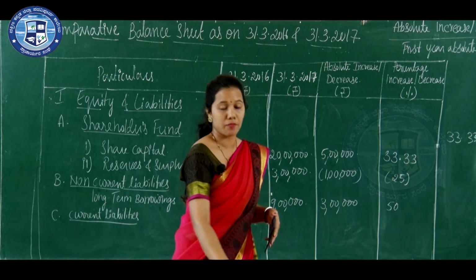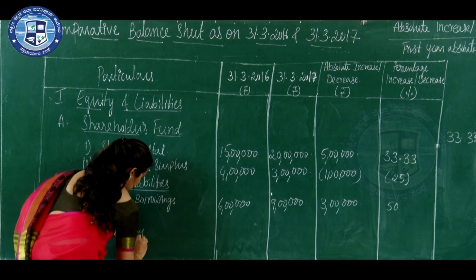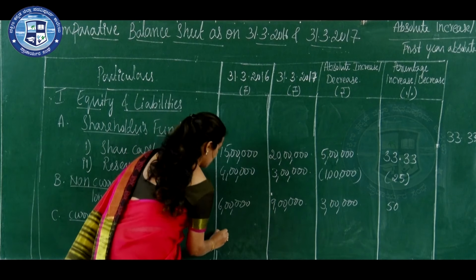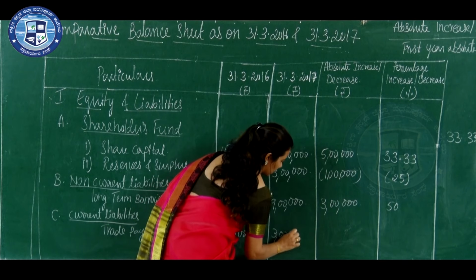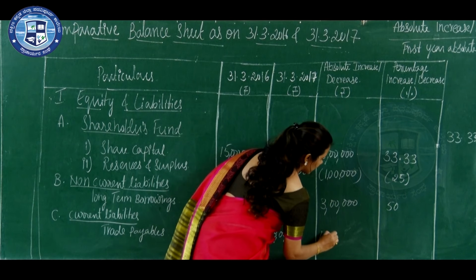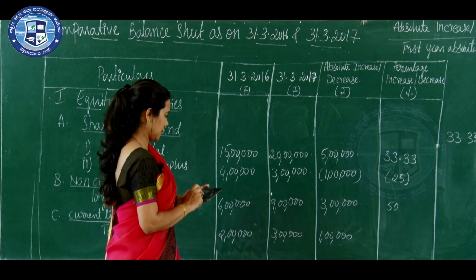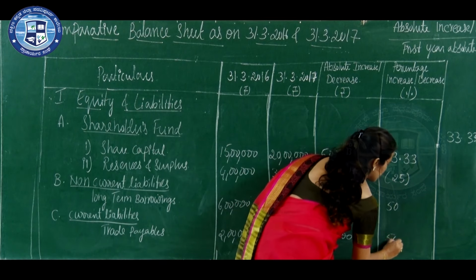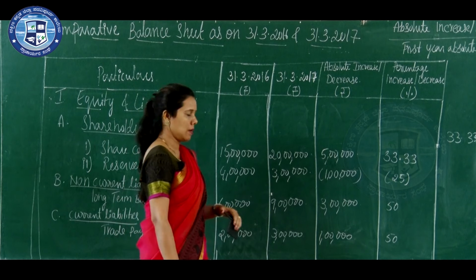Under current liabilities, we have trade payables. Last year 2 lakhs, this year 3 lakhs. So, the difference is 3 lakhs minus 2 lakhs, 1 lakh. Again 1 lakh divided by 2 lakhs into 100, so 50 percent. So in terms of amount, the difference is 1 lakh. In terms of percentage, 50 percent.